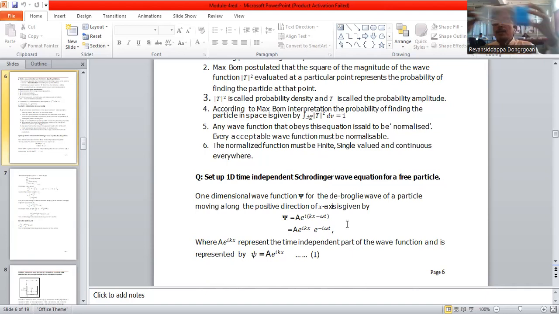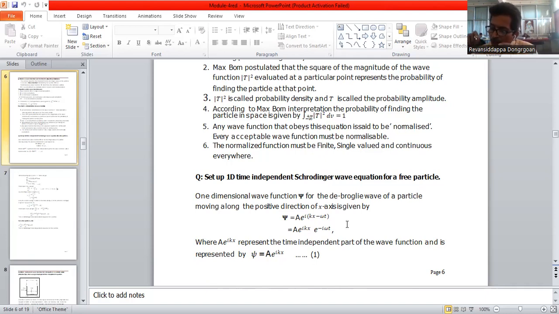So what velocity the particle has, what amplitude, what frequency, what wavelength. With respect to that, we will derive an equation. That equation gives you the time independent equation. We will see that. That is the 10 marks derivation. Okay, we'll see one by one.